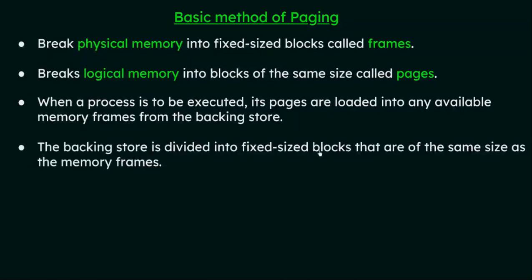The backing store is divided into fixed size blocks that are of the same size as the memory frames. The backing store is the place where the processes are stored before they are executed. Even the backing store is divided into the same fixed size blocks so that we can store the processes in that format. So this is the basic idea of paging.